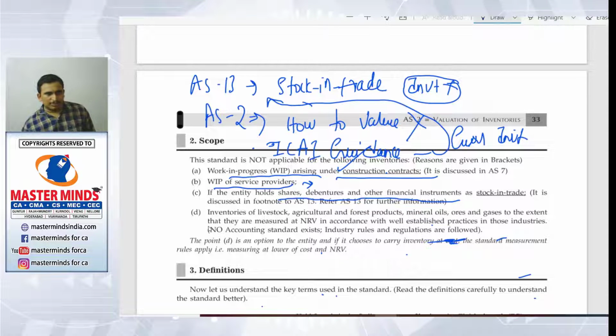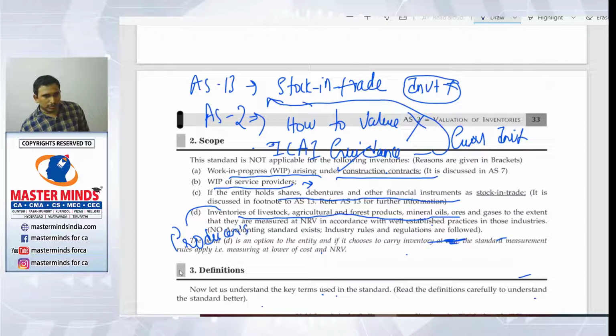Now the last one, inventories of livestock, agricultural and forest produce, mineral ores and gases. What is this? I'll tell you. But before proceeding, make it very, very clear. Here it is not given properly. It's actually producer's stock, or producer's inventories of livestock, agricultural and forest produce. What is this exclusion dealing with? Now make it very, very clear.